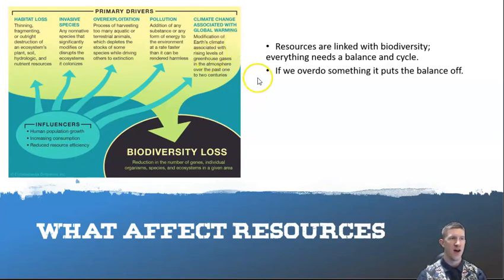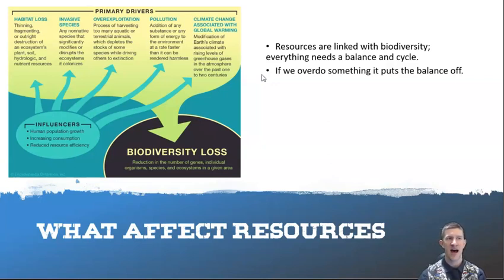The primary drivers here, so we've got things like habitat loss. If we clear land, we take away the habitat for a lot of creatures, and that then affects biodiversity. Invasive species, so we introduce something. For example, when they introduced the fox or the feral cat, that had a huge impact on Australia's natural or native animals, and that in turn affected a whole food cycle down the track.